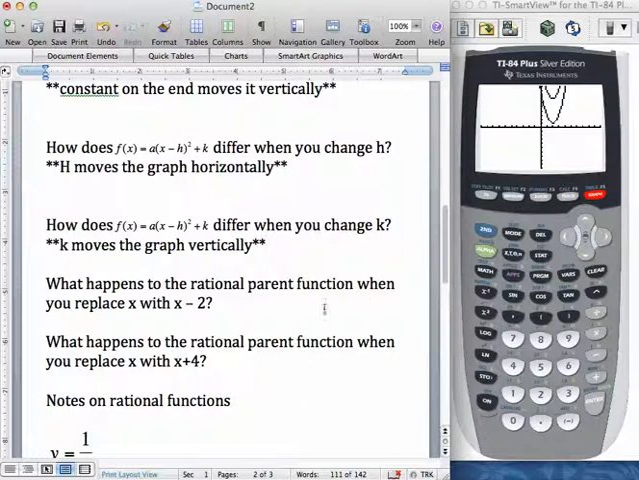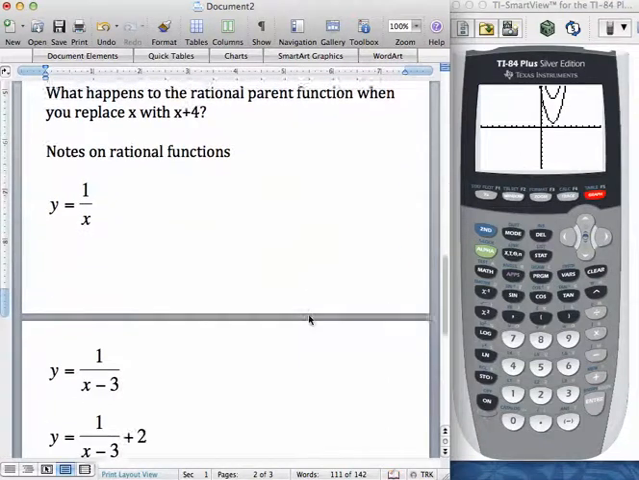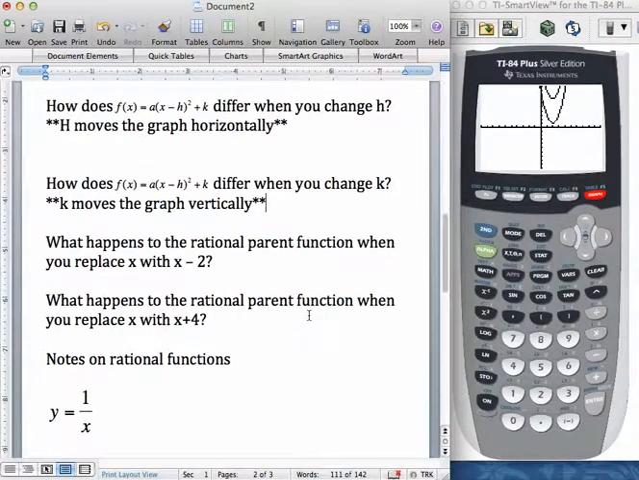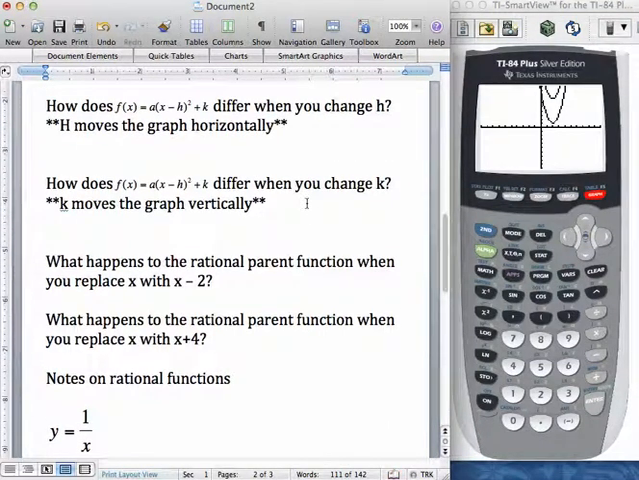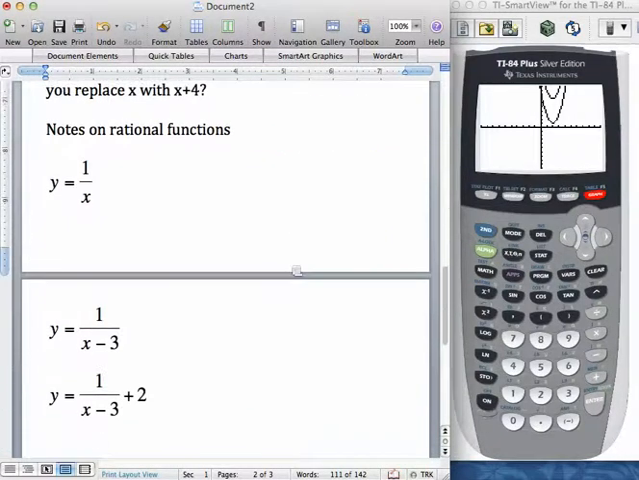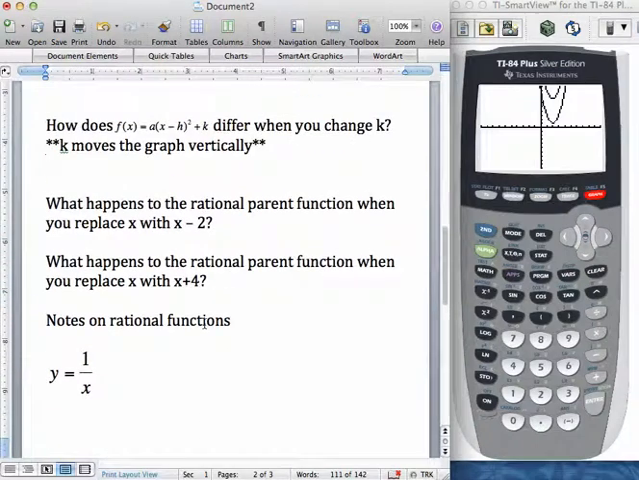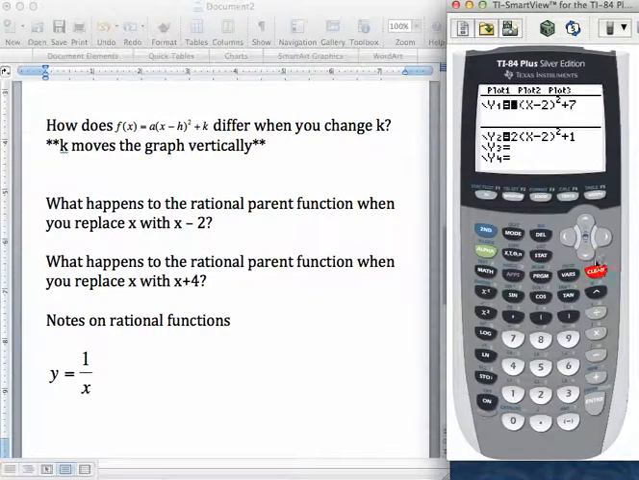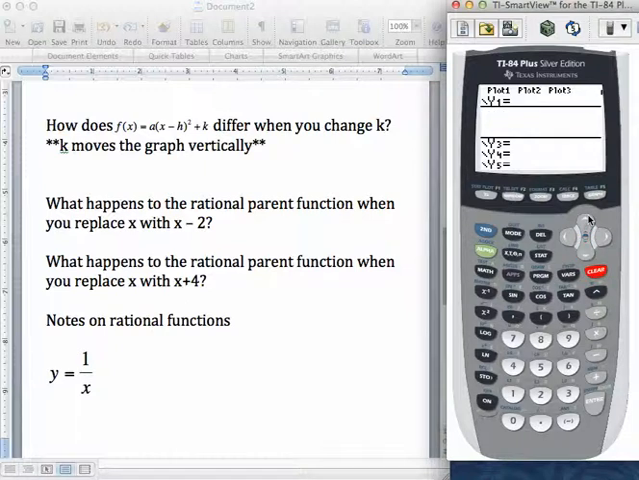Okay? Last, we're going to talk about rationals. And the reason I'm going to do that is because you have asymptotes and it gets all kind of crazy. So I've seen some of your homework and stuff like that. So I'm going to go over these things and then I'll show you the asymptote thing. Okay? So what happens to the rational parent function, which is 1 over x? So let's go ahead and put that in there.